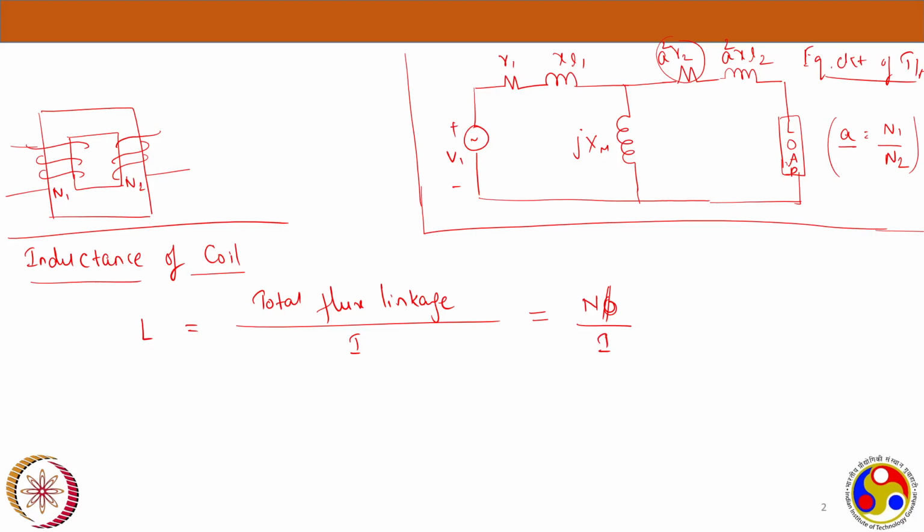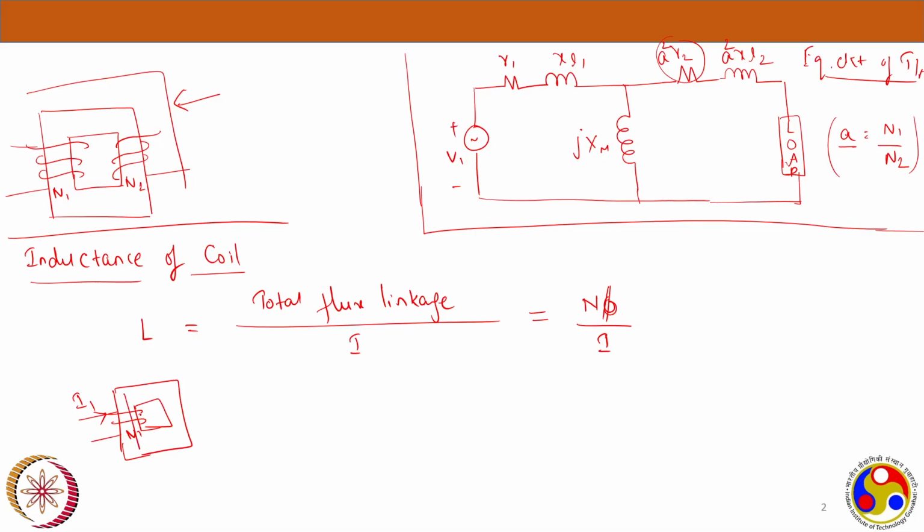Now, for this particular transformer, let's take a single winding. Let's not directly dwell into double coils. I'm taking first a single coil. Let's say it has N1 turns and I am flowing a current of I1 here. Because of this current I1, I can get a flux phi.